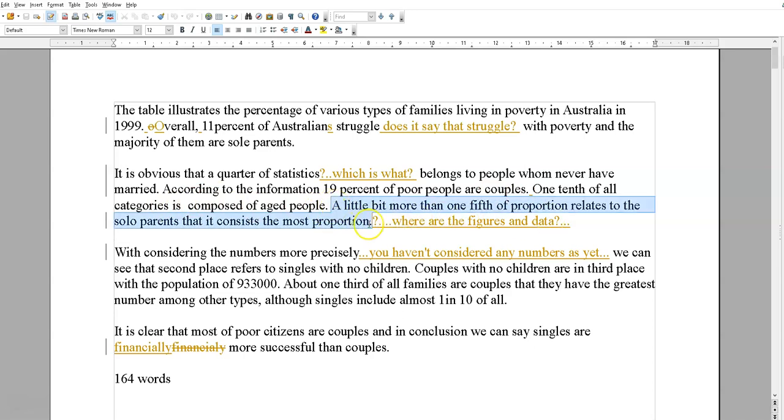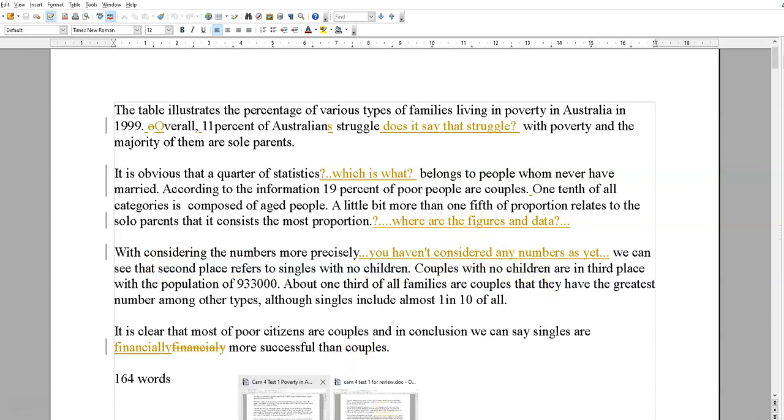What does that even mean? I'm not even going to try and work it out. 1/5 relates to the sole purpose it consists of most proportion. What does that mean? And here, with considering the numbers more precisely, well, you haven't considered any numbers yet. So I'm not really sure what you actually mean there. Second place refers to, so there's virtually no information, there's virtually no figures here, there's no data.